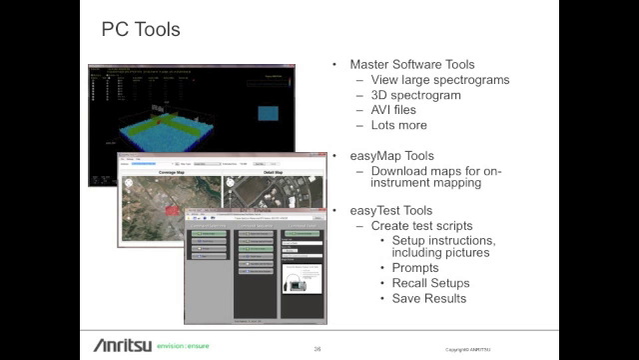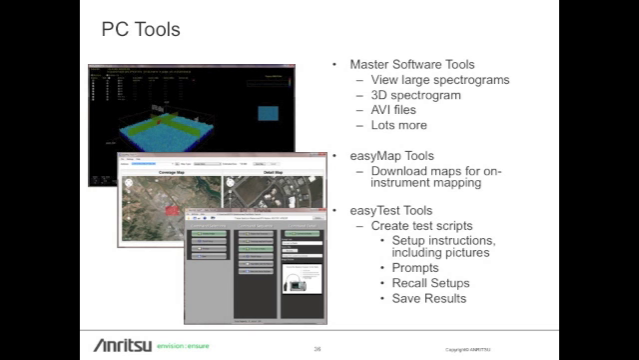PC tools can be really helpful. We've got a number of tools available. One of them is master software tools. I mentioned seeing large spectrograms before. You can also turn those into 3D spectrograms, like the upper left picture there. You can also turn them into an AVI file where you can watch how the spectrum evolves over time while sitting live at your desk, and a bunch of other things as well.